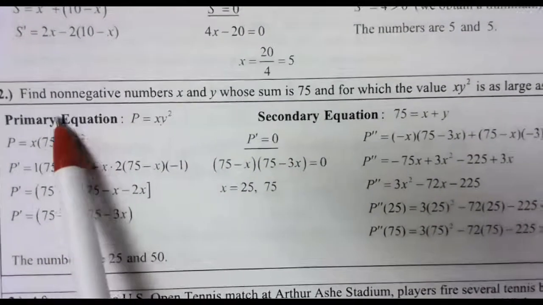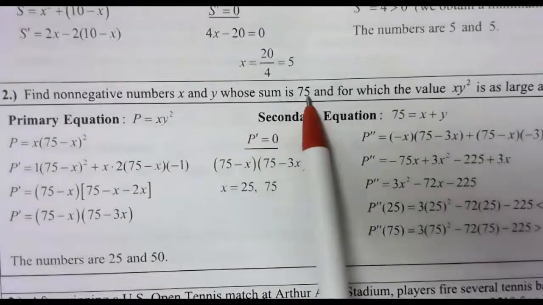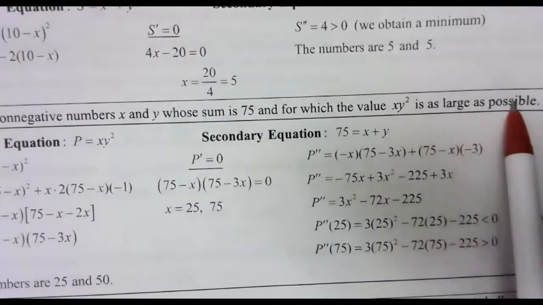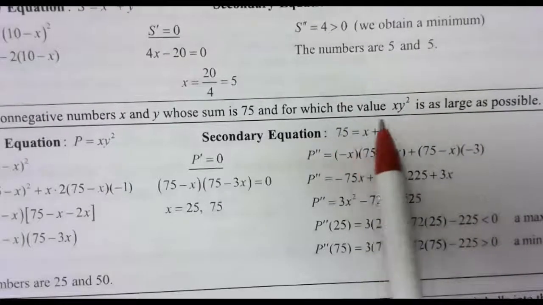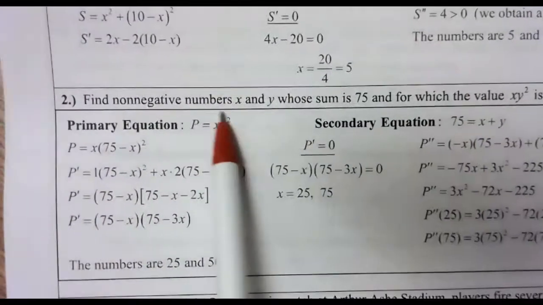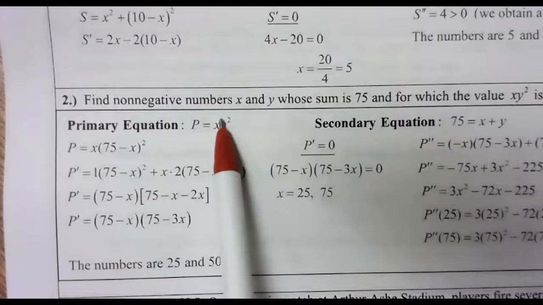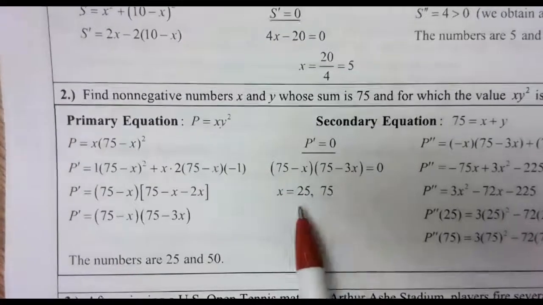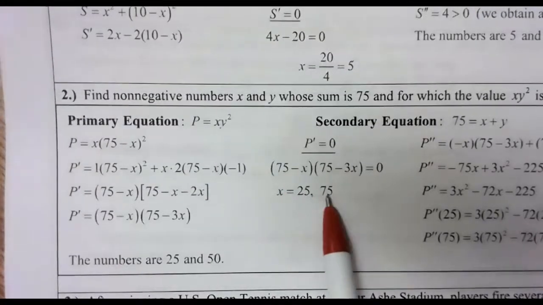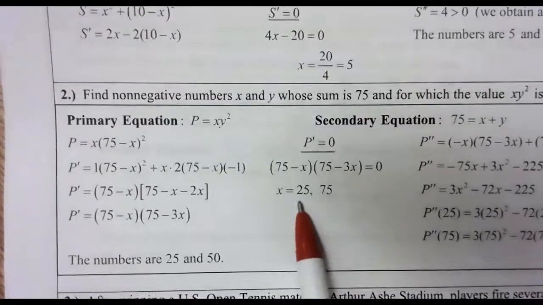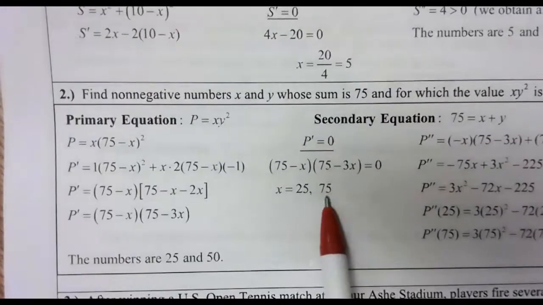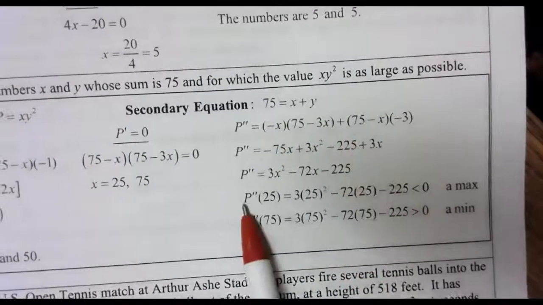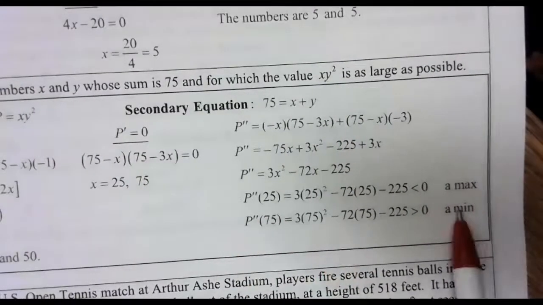In number 2, it said find the non-negative numbers for x and y that sum to 75 and whose xy squared is as large as possible. So you had to substitute from x plus y equals 75 into p equals xy squared. And then you derived that, found your zeros. We found 2 zeros. So once again, this is what we call the candidates test, where you have to check both the 25 and the 75. And we see that 25 would be a max, 75 would be a min.